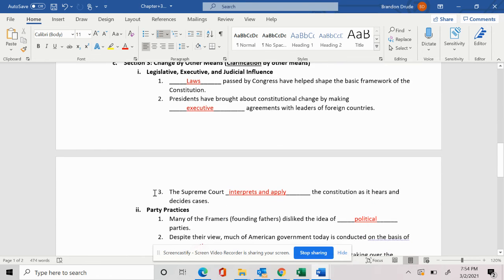And then finally, the courts, the Supreme Court, gets to interpret and apply the Constitution by hearing court cases and hearing cases in general that says, oh, that's constitutional or that's unconstitutional.